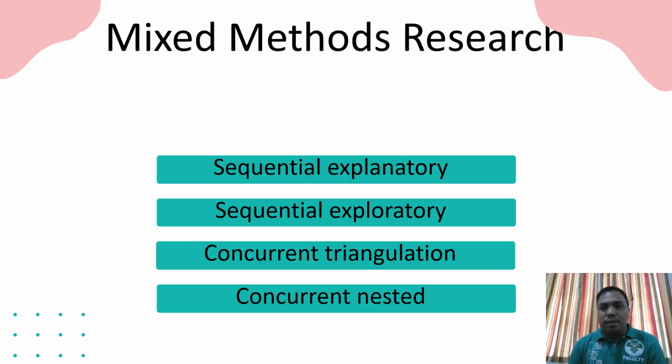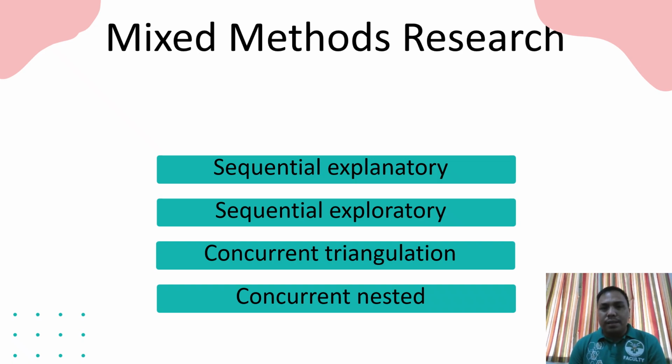Concurrent triangulation design. Both qualitative and quantitative data are collected at the same time and then compared or integrated to confirm, cross-validate, or corroborate findings. This design strengthens the validity and reliability of the results through triangulation.